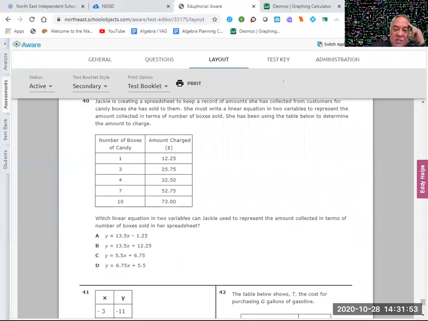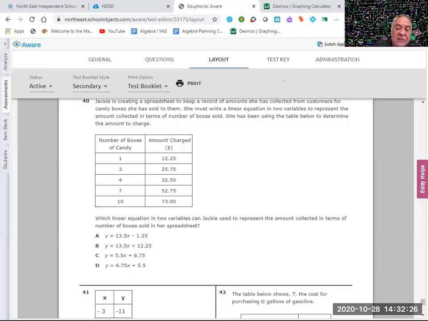Jackie is creating a spreadsheet to keep a record of the amount she has collected from customers for candy boxes she has sold to them. She must write a linear equation in 2 variables to represent the amount she has collected. Use the table to determine the amount to charge. Okay, so basically it says, which linear equation in 2 variables can Jackie use to represent the amount collected in terms of number of boxes sold in her spreadsheet?